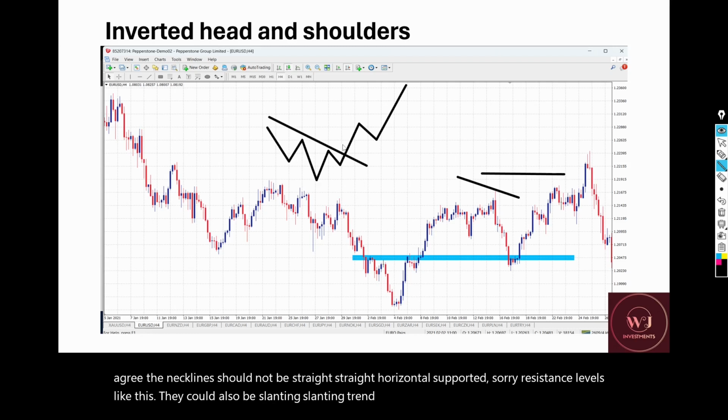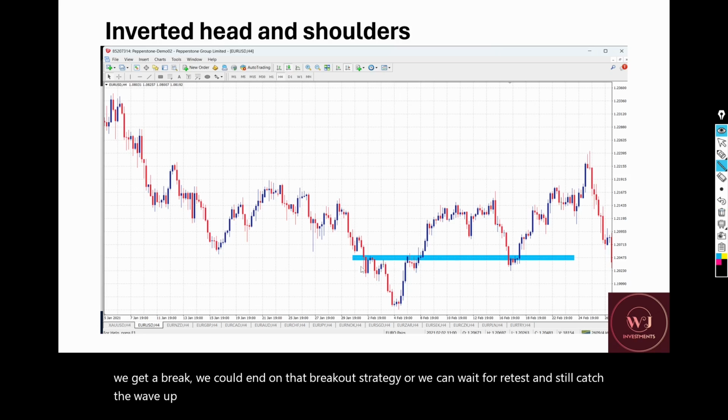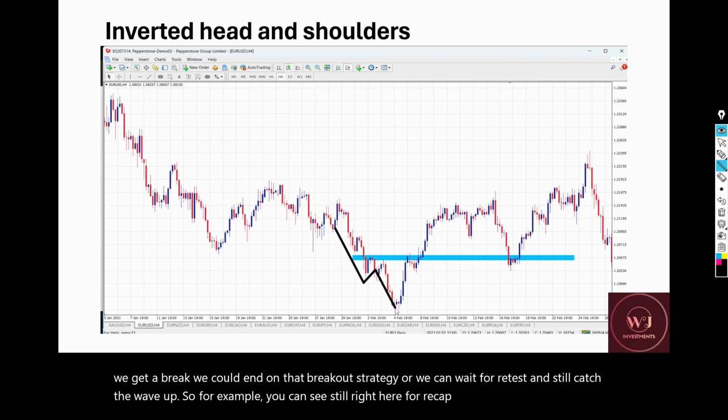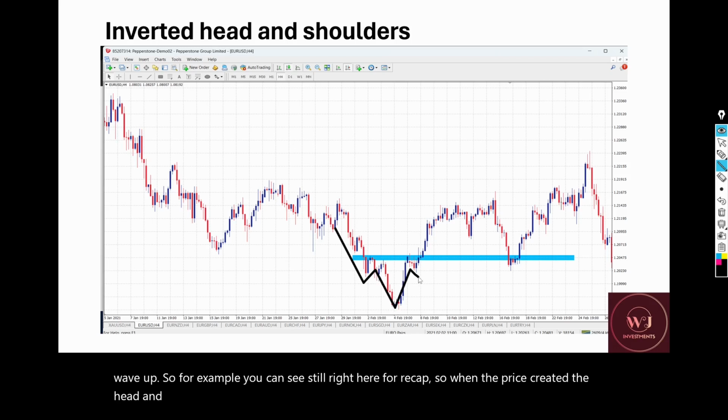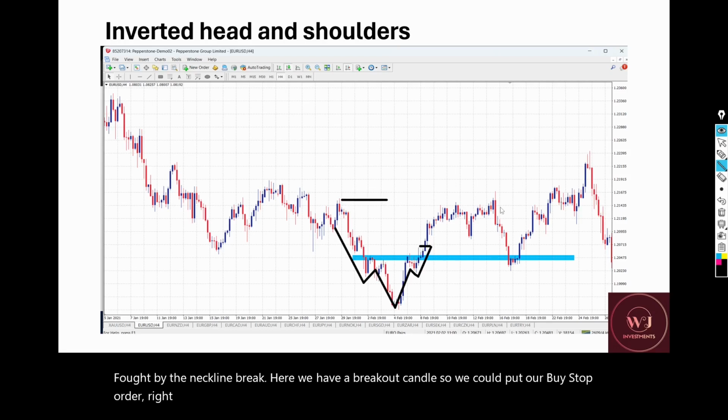You can see that right here, when we get a break, we could enter on the breakout strategy, or we can wait for a retest and still catch the wave up. For a recap, when the price created the head and shoulder chart pattern, followed by the neckline break, here we have a breakout candle, so we could put our buy stop order right here and then catch the wave up.